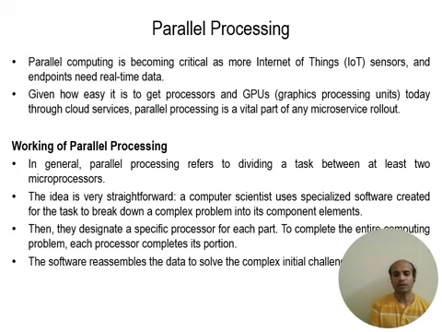So let me repeat that. Computer scientists use specialized software created for the task to break down a complex problem into its component elements. Then they designate a specific processor for each part to complete the entire computing problem. Each processor completes its portion. The software reassembles the data to solve the complex initial challenge.